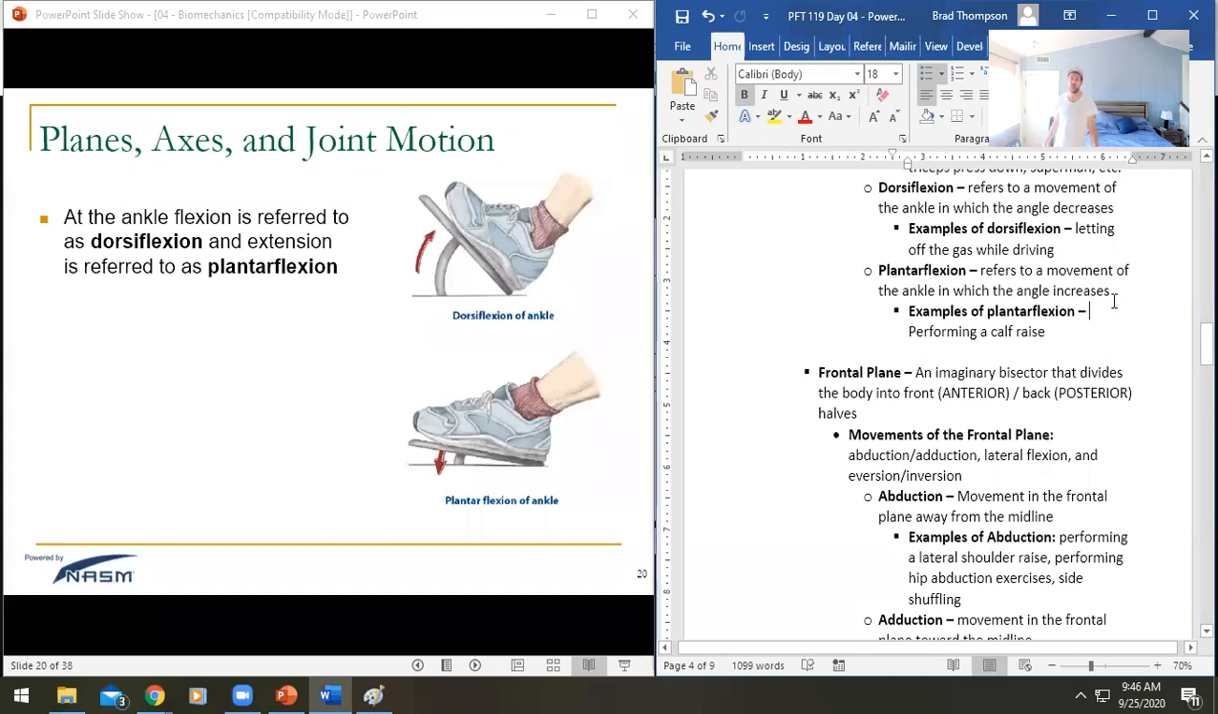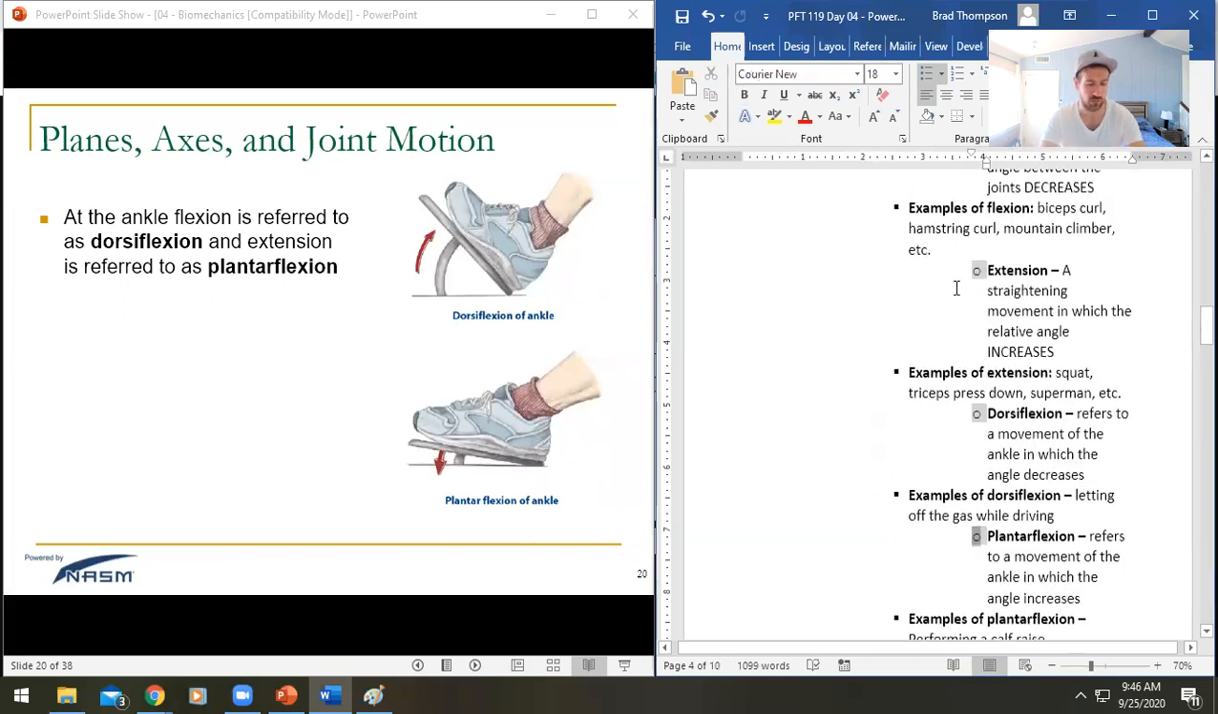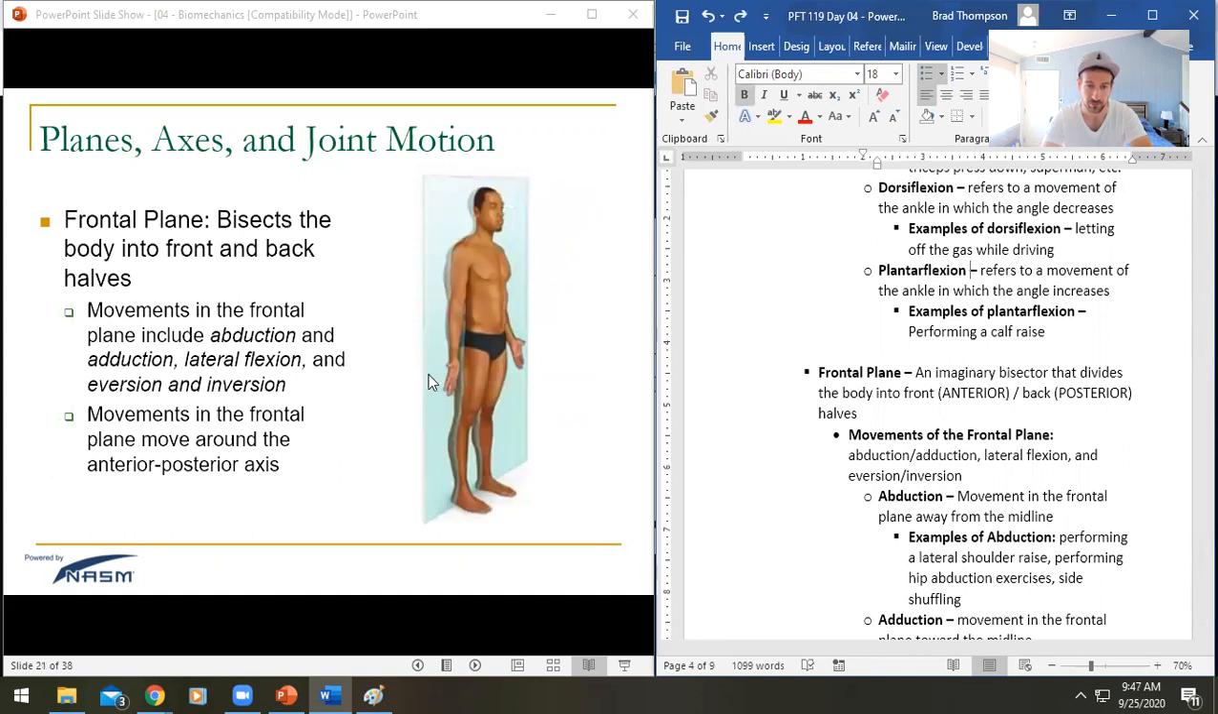If I told a lot of people to stand up on one leg, most people are just going to let their foot dangle. They should be pulling their toes up towards them in dorsiflexion. Limited dorsiflexion is one of the biggest causes of bad squat form out there, so we often want to train people to work on their dorsiflexion. That's dorsiflexion, toes towards you, plantar flexion, toes away from you.